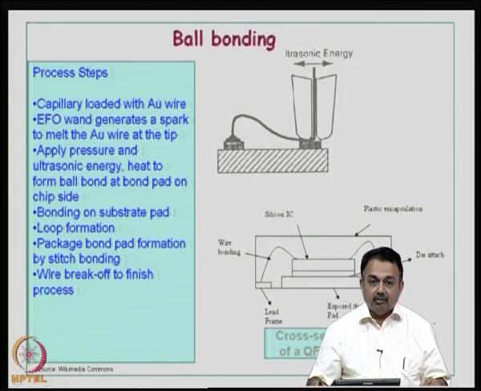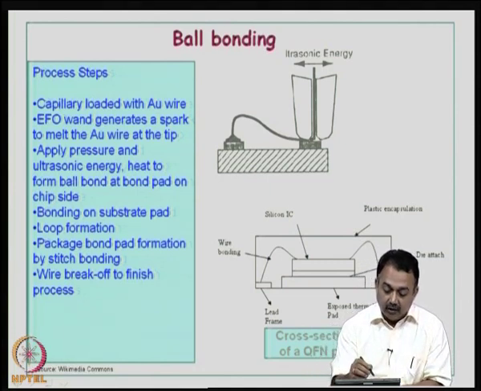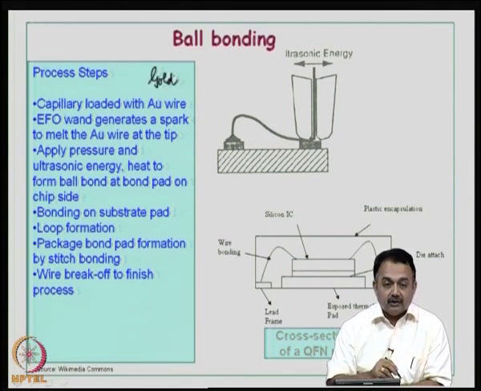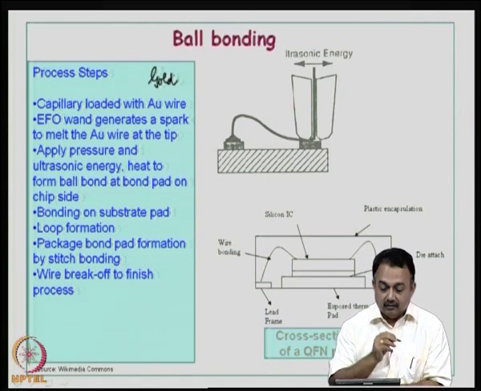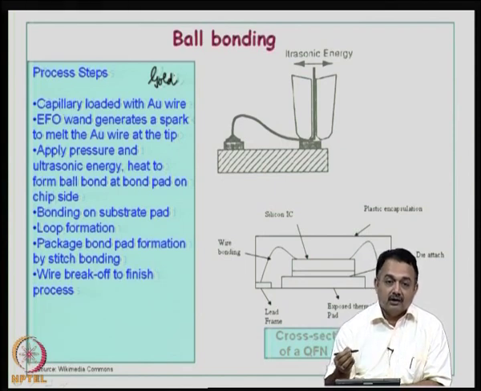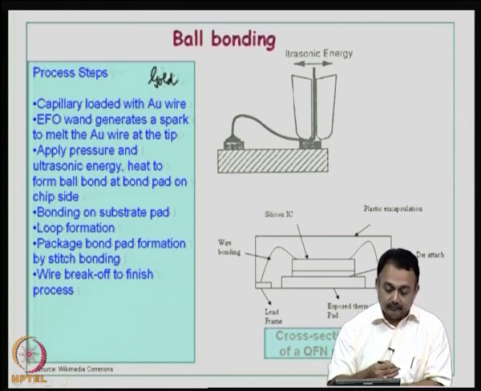Now, let us see what a ball bonding process is. Obviously, as the name indicates, you have to form a ball of the gold wire. The most popular material for ball bonding is gold. The capillary is loaded with the gold wire depending upon the thickness that you want. It can range from 50 microns to 300 microns depending upon the bond pad area available and the peripheral number of connections that you have.